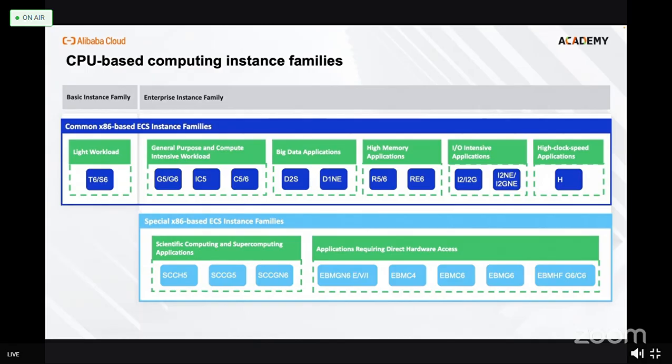These are used for web applications, and in case for the web applications you need to work a lot with big data, then we have the big data instances like the D2S and D1NE. Then we have the high memory applications. These are needed when a larger number of users are flocking into the server. Mostly we use these high memory applications. And then we have the input output intensive applications, for which we go with the I2 and I2G. And then we have high clock speed applications. So these are for the basic CPU based instances.